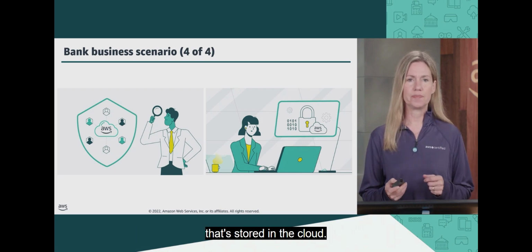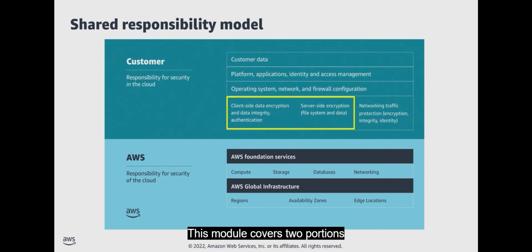This module covers two portions of the shared responsibility model. The first is client-side encryption and data integrity, including authentication. The second is server-side encryption for file system and data. The customer is responsible to secure these portions.